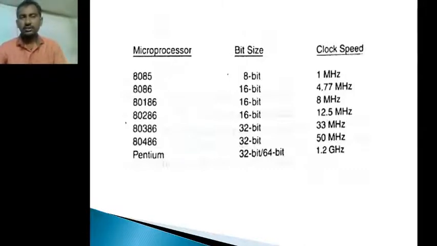The solid state memory is classified into RAM, ROM, PROM, EPROM, EEPROM, NVRAM, etc. And the processor performance is decided by the bit size and clock speed. As the bit size increases, the processor becomes more efficient, and in a similar fashion, as the clock speed increases, the processor can be considered an efficient processor.